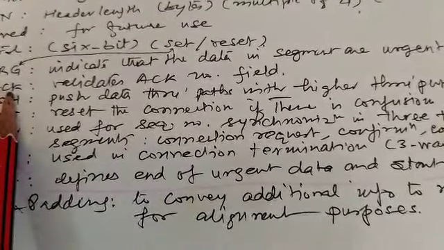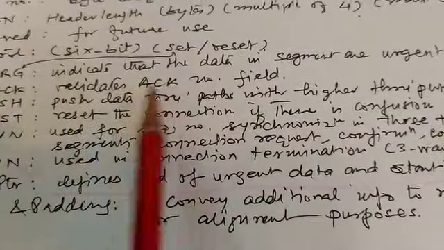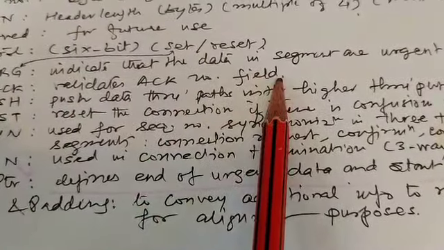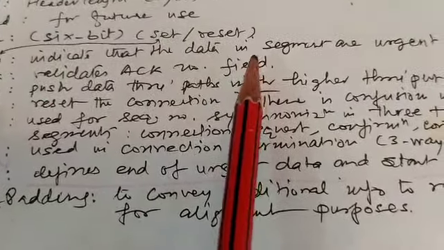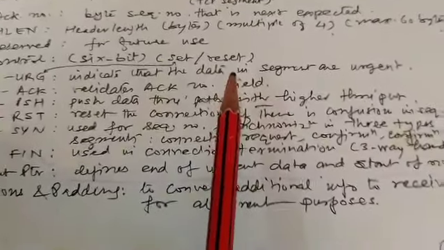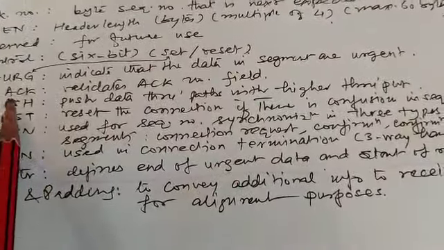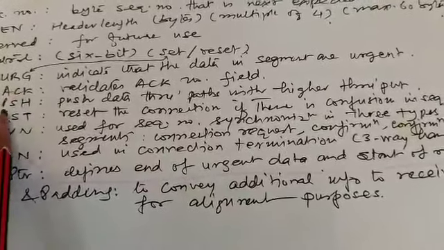Then we have the ACK field, the acknowledgement field. This validates the acknowledgement number field. It tells whether the current segment is an acknowledgement segment or not. If it is so, then it will be 1, else 0.